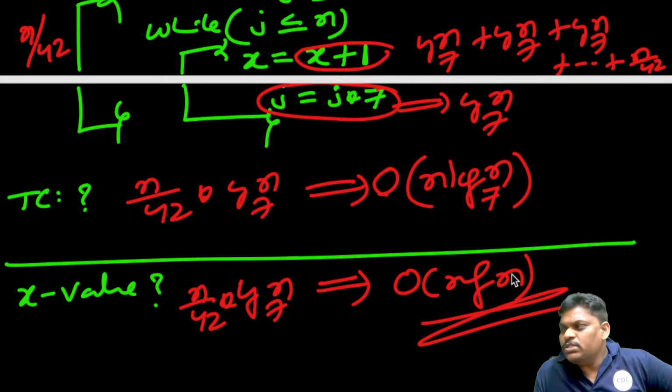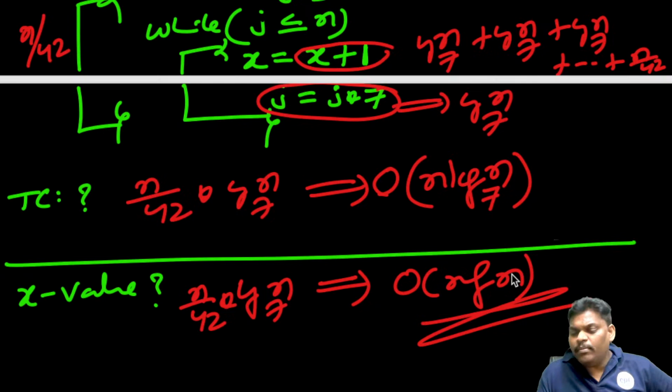Simply see, first loop is how many times? n by 42. Second loop is how many times? Log n base 7. So for time complexity, inner loops multiply, because there is no dependency. What about the x value? Check carefully. For each j value, x will increment by 1. So i is equal to 1, the j loop runs log n base 7 times, so x becomes log n base 7. I value 2, again log n base 7. I value 3, again log n base 7. I value 4, again log n base 7. How many times? n by 42 times, n by 42 times log n base 7. So finally n log n base 7.